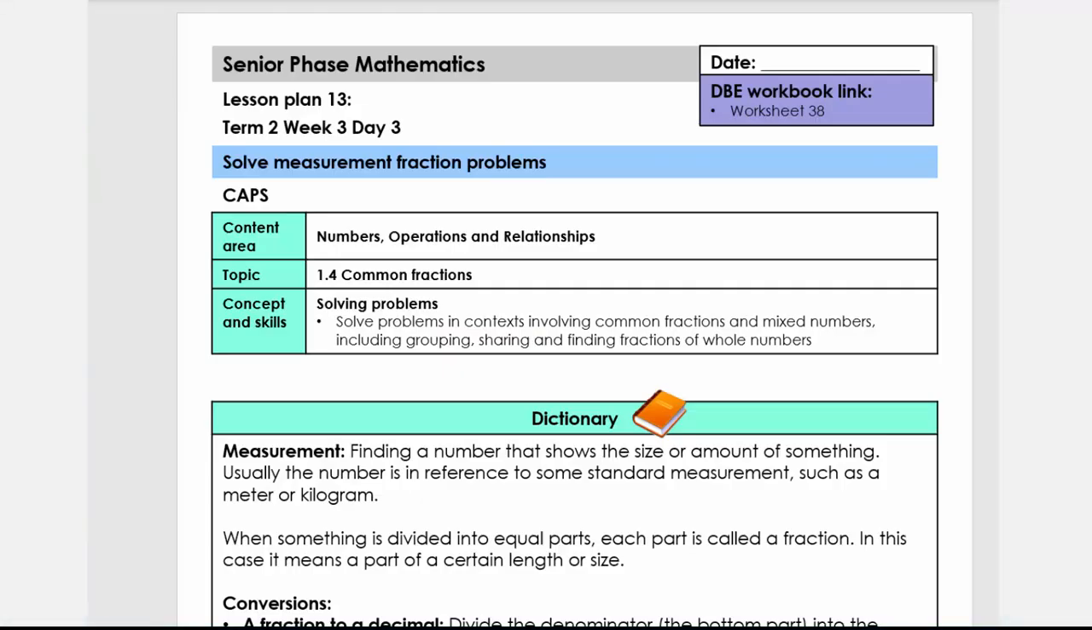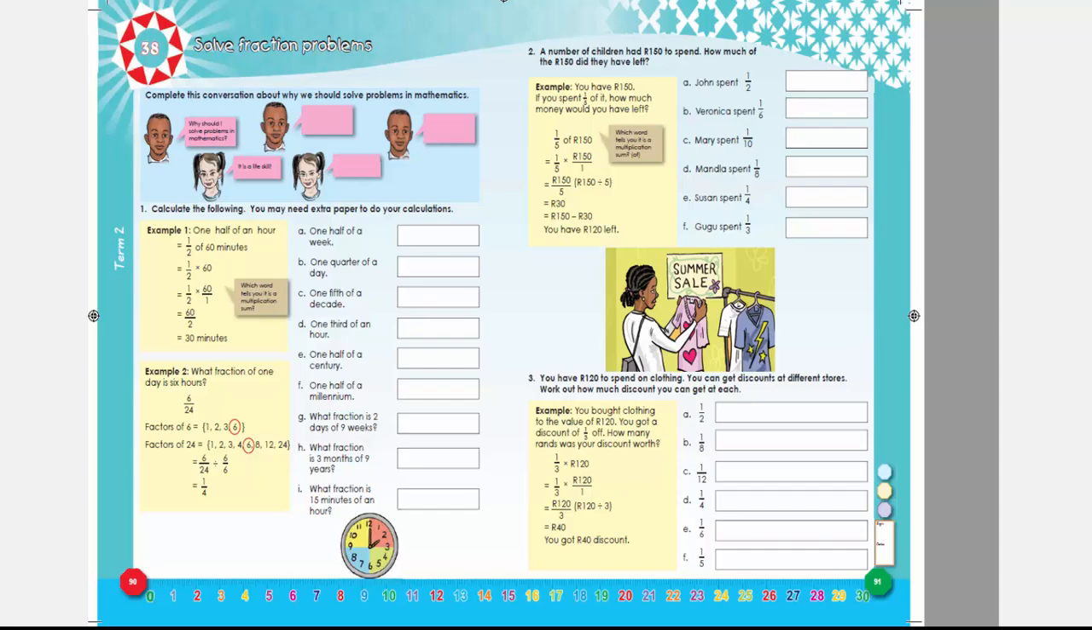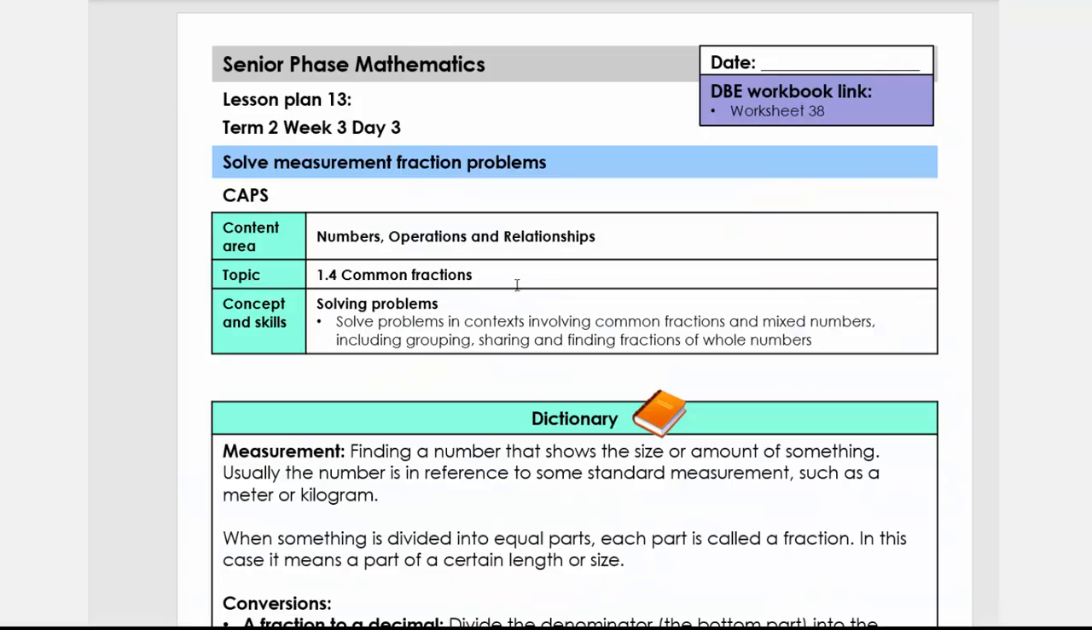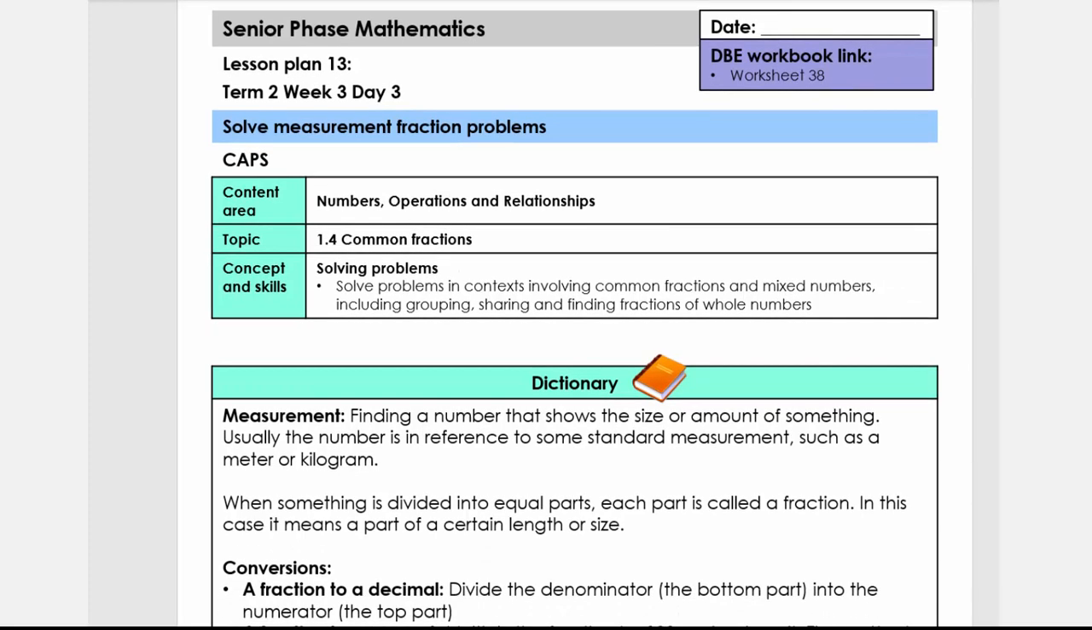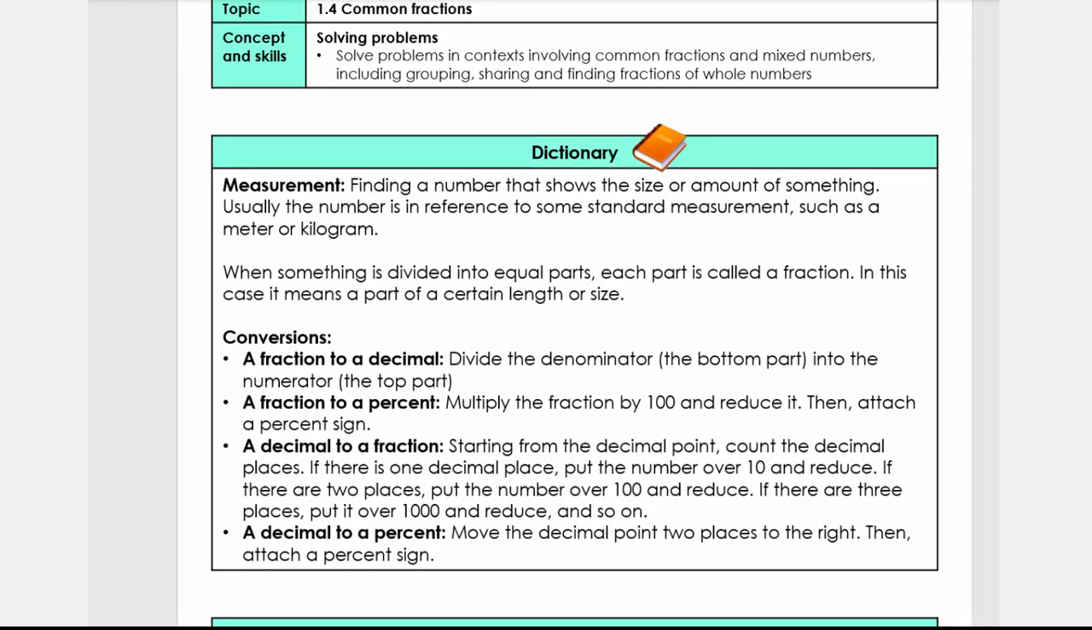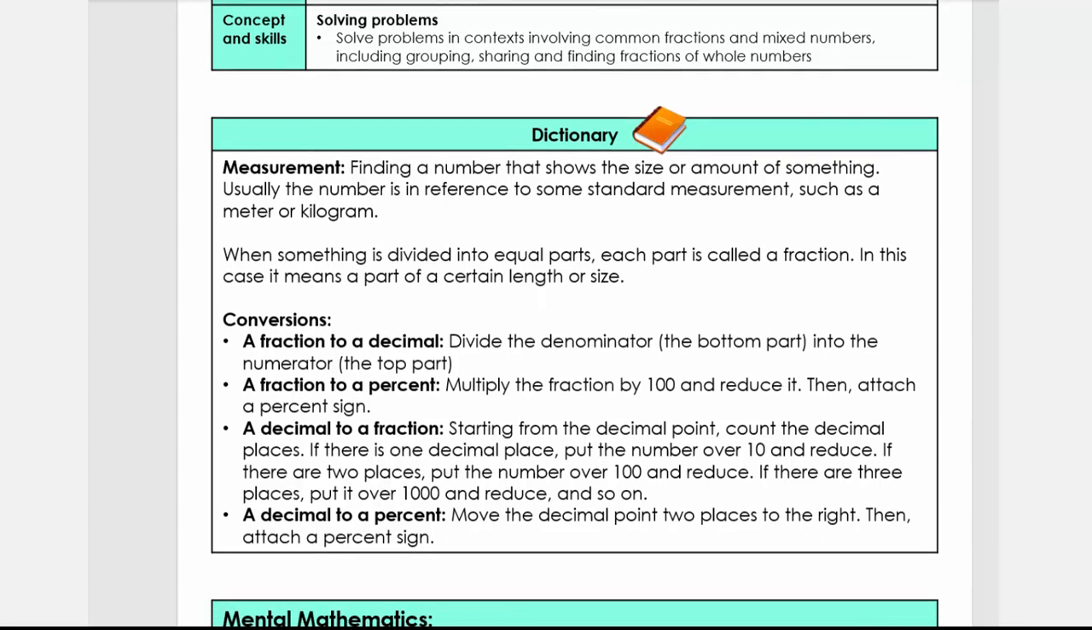Good day. Today we're going to do lesson plan 13, grade 7, term 2, and the topic is solve measurement fraction problems. So it links to worksheet 38 in the DBE book. Then when we go back to the lesson plan, this is your link to the CAPS. Then you have your dictionary words. These words are very important to help learners to understand the lesson and for you as parent to support your child. I want you to pause and have a look at that.